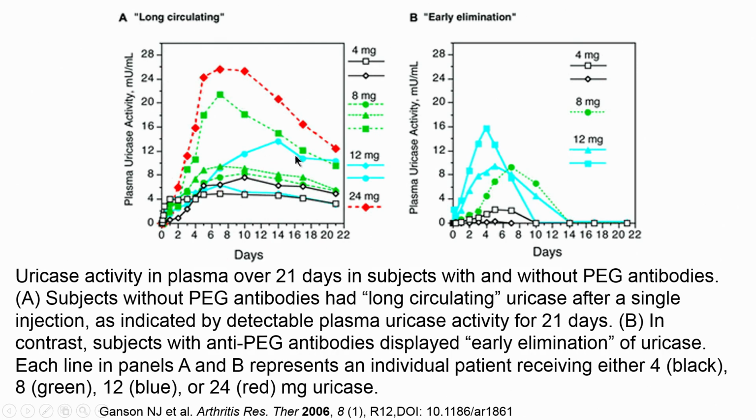In this 12 milligram blue curve, you see that the PEG products are circulating for more than 22 days. However, once these patients have been exposed and they have generated the antibodies, when you give them again you see that they get rapidly cleared within 10 days itself. So, these are some of the issues that have started to come up with the PEG conjugation.